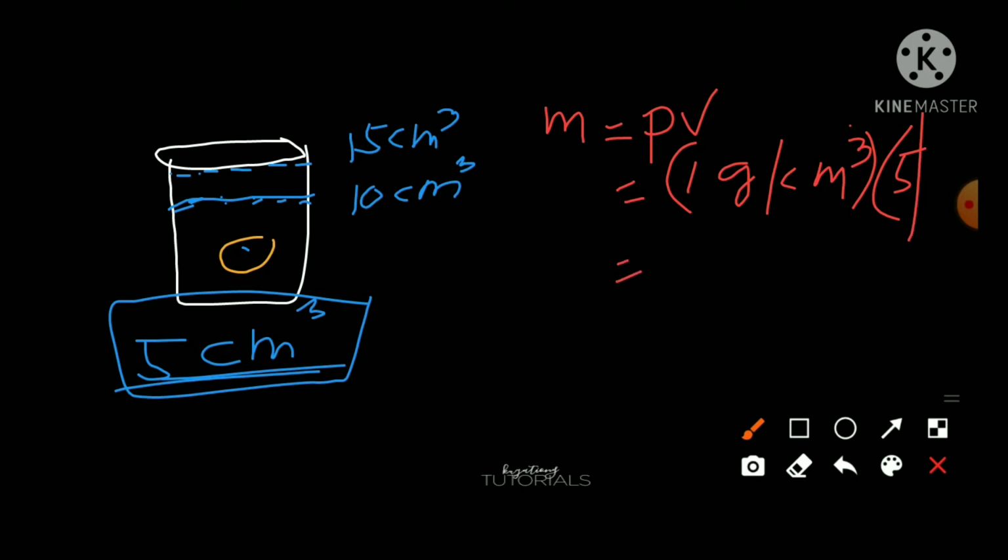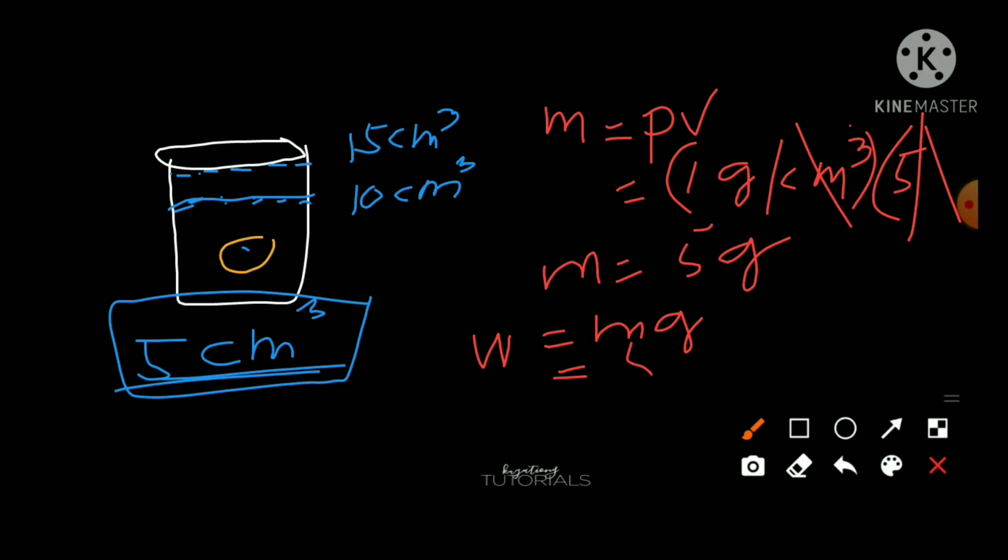So we're going to cancel out cubic centimeters. Let's say the mass is 5 grams. So the mass of the displaced fluid is 5 grams. And as I have said earlier, in order to get the weight, we have to multiply mass with gravitational acceleration. So mass is 5 grams times acceleration, which is 9.8 meters per second squared.